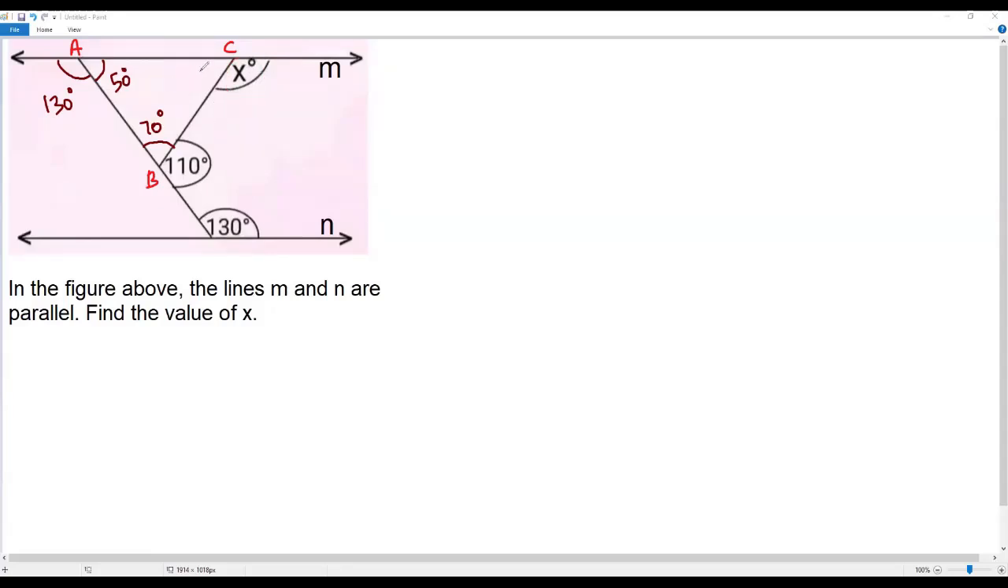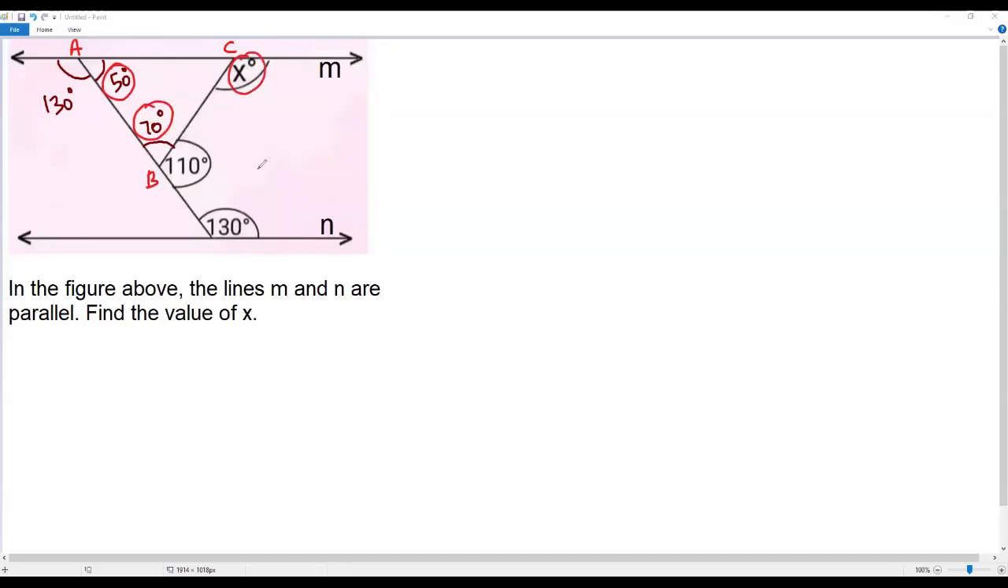In this triangle ABC, there are three interior angle measures. This is 50, this is 70, and this is the third interior angle measure. But this interior angle measure is adjacent to the exterior angle X degrees. The remaining two interior angle measures are called remote interior angles of this exterior angle. This interior angle measure cannot be considered remote because it is next to the exterior angle. So the remaining two interior angles are considered to be remote interior angles of this exterior angle.